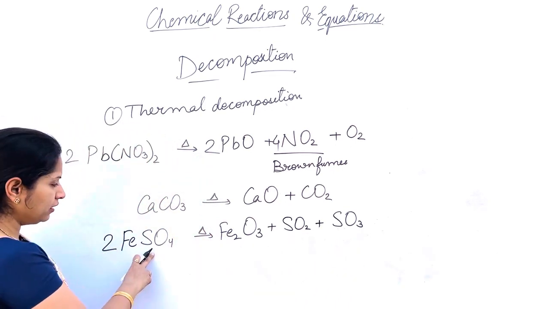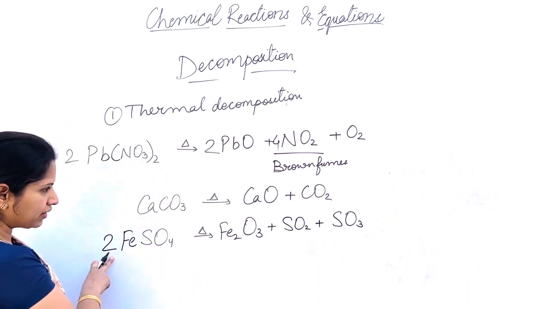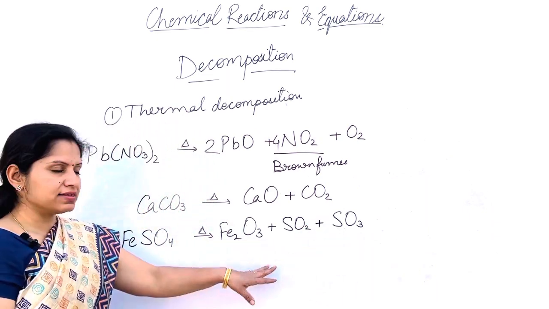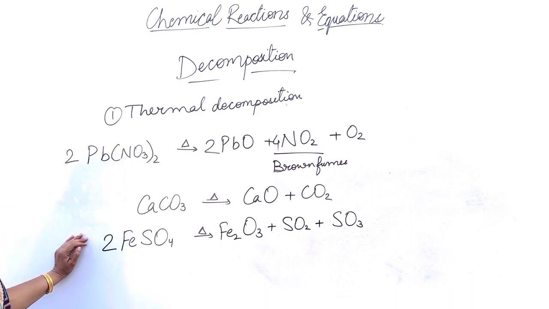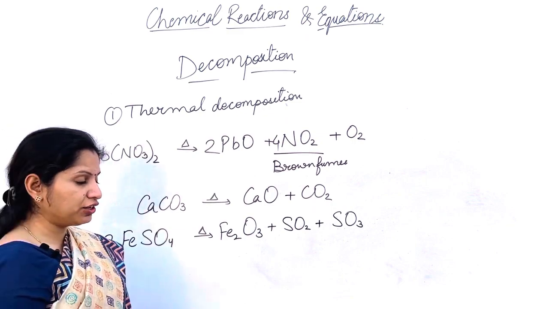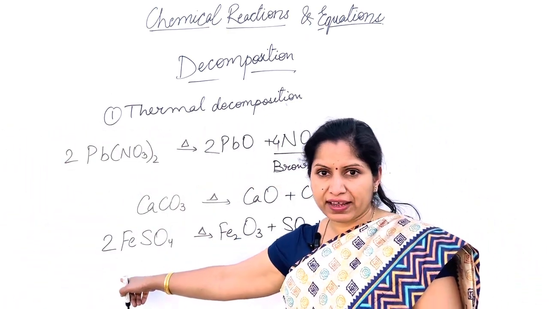Two molecules will be there, SO2, SO3, 4 2s are 8, 3 3 6 7 8. Okay, it's already balanced now. So this is another example of thermal decomposition reaction. While I'm telling you about thermal decomposition, I would like to tell you that ferrous sulfate actually doesn't exist like this.